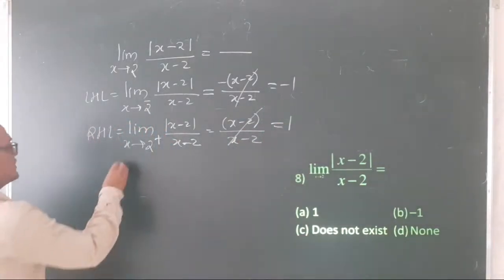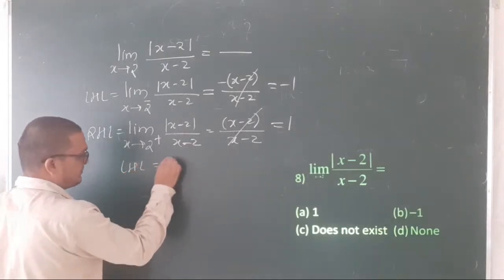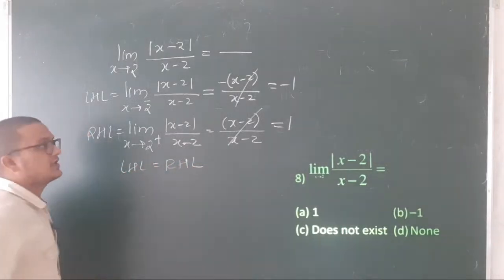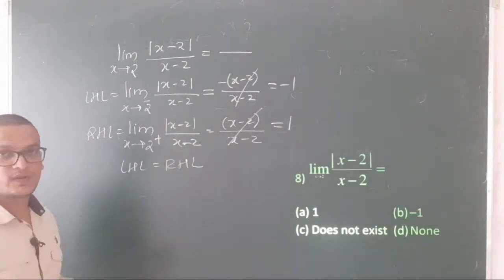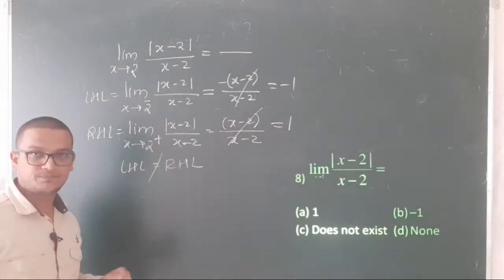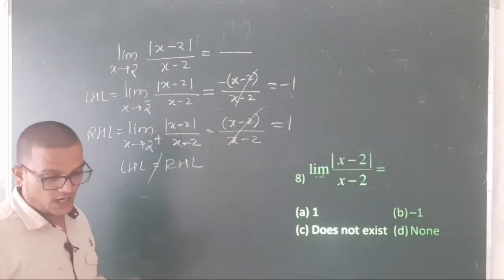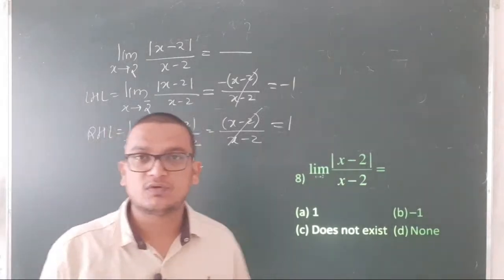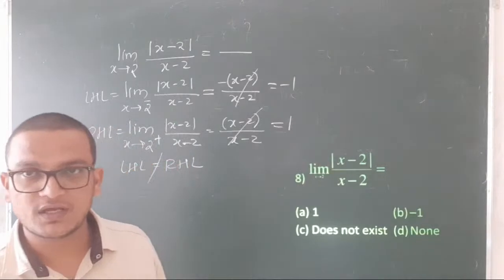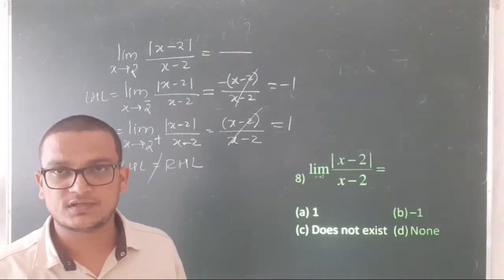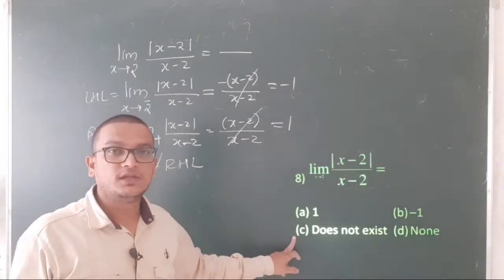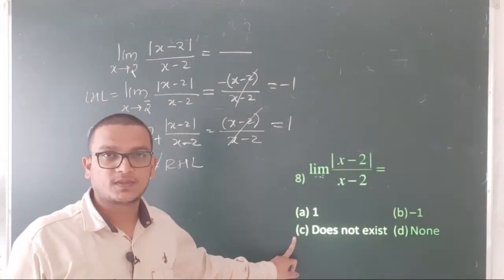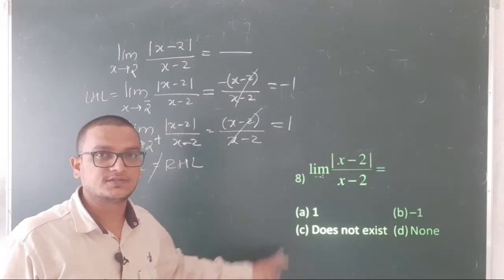So if you observe LHL and RHL, LHL is minus 1, RHL is plus 1, which is not equal. And when you find LHL is not equal to RHL, in that case what do we conclude? The limit does not exist. Therefore here option C is correct, that is the limit does not exist. Okay.